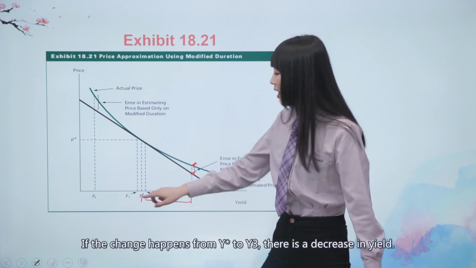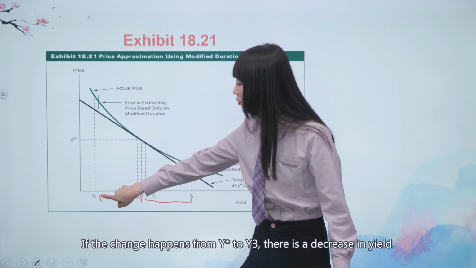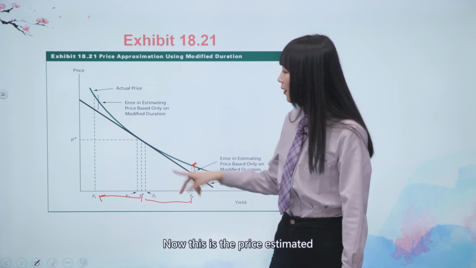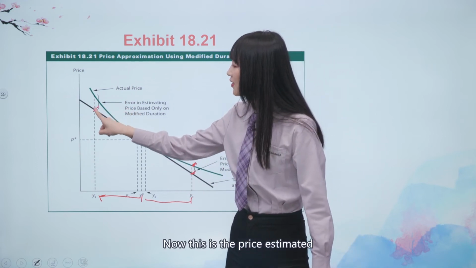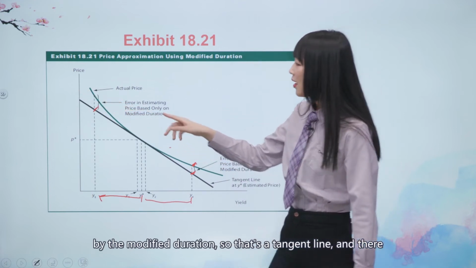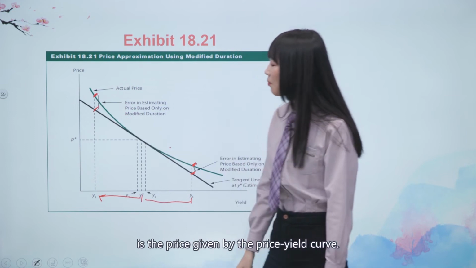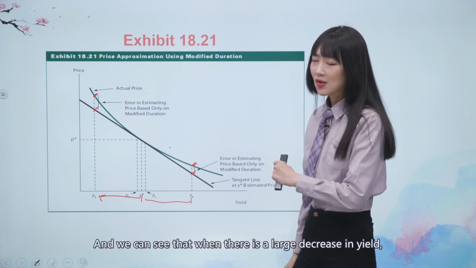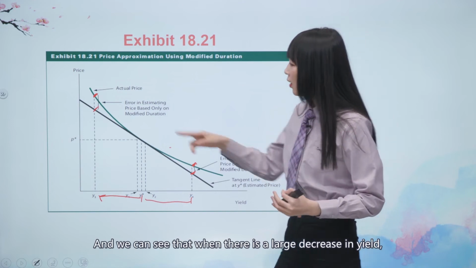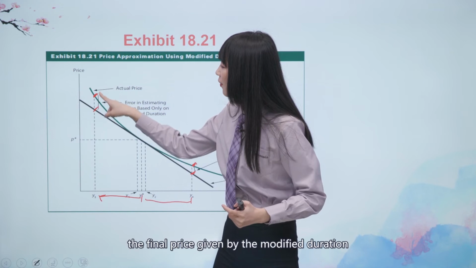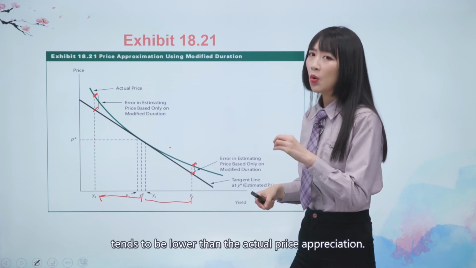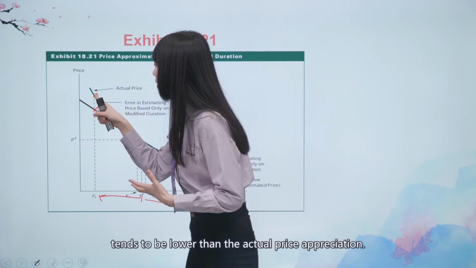If the change happens from y star to y3, there is a decrease in yield. Now, this is the price estimated by the modified duration. So that's the tangent line. And there is the price given by the price yield curve. And we can see that when there is a large decrease in yield, the final price given by the modified duration tends to be lower than the actual price appreciation.